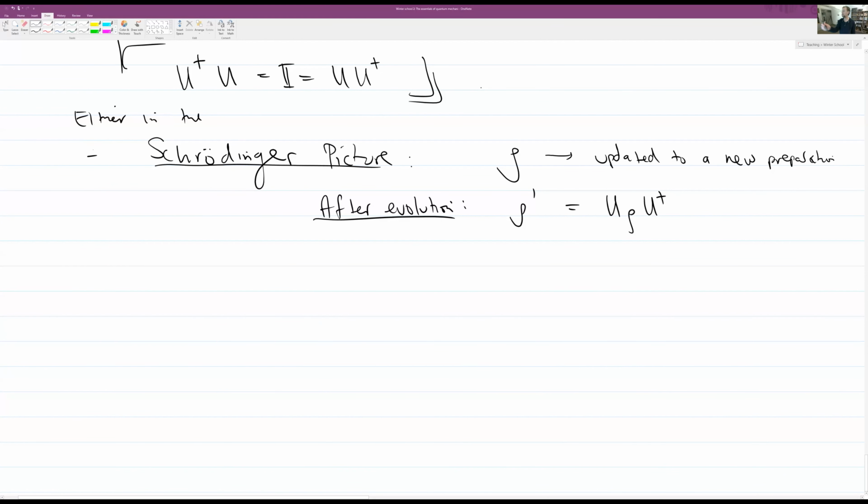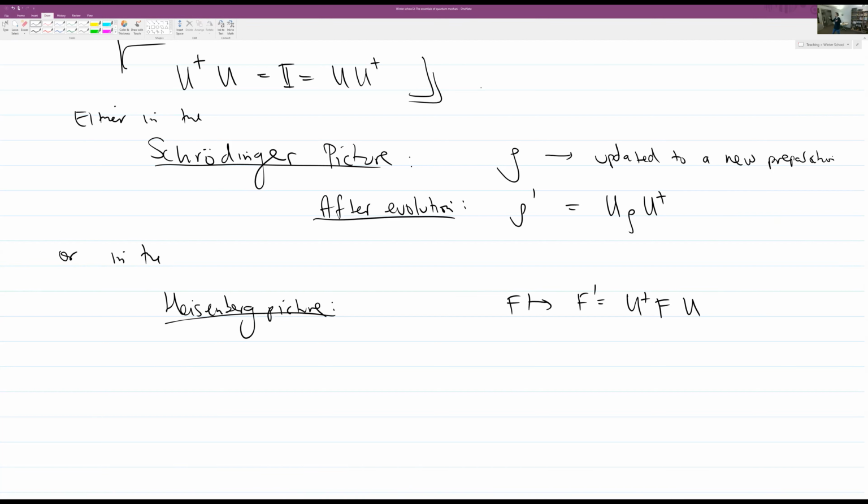Or in the Heisenberg picture, whereby we update our detector operator. So the detection that we're going to do gets mapped to a new one, F prime, U dagger F U. So you either implement your evolution in the Schrödinger picture, where you model the system as having been prepared in a new state rho prime, or you model it in the Heisenberg picture, where you say, the preparation is the preparation, that doesn't change, but the device that we detected the system with is now effectively replaced with another one.